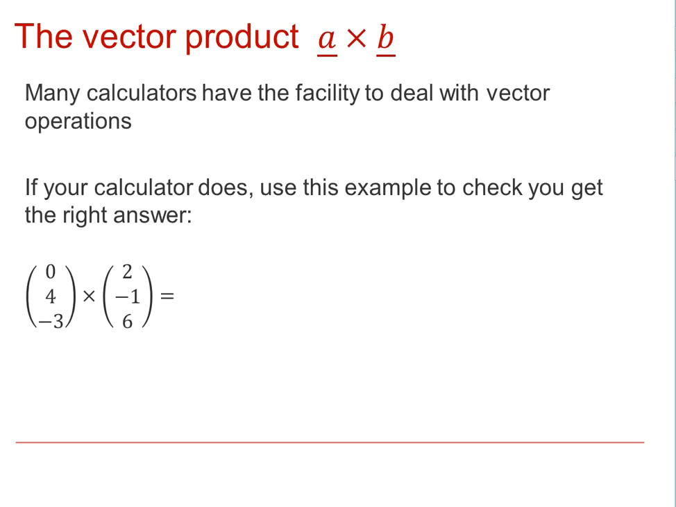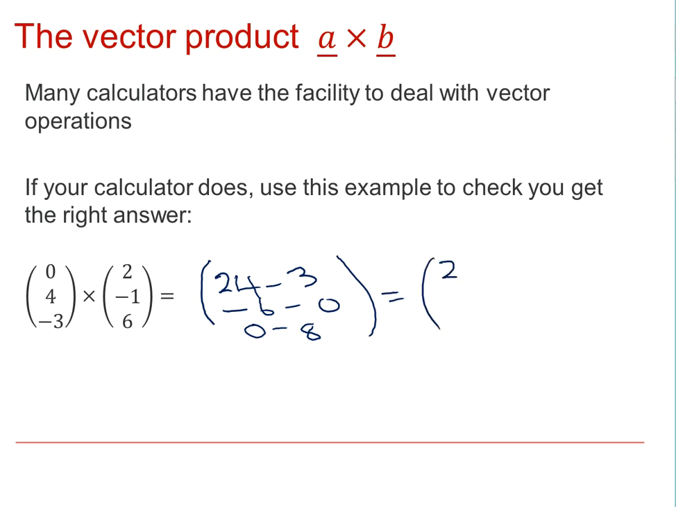Many calculators have the facility to deal with vector operations. If your calculator does, then please use this example to check you get the right answer. Using the formula, we would get 2 times 4 minus 3 times minus 1... which would give us (21, minus 6, minus 8), if you're doing it manually.